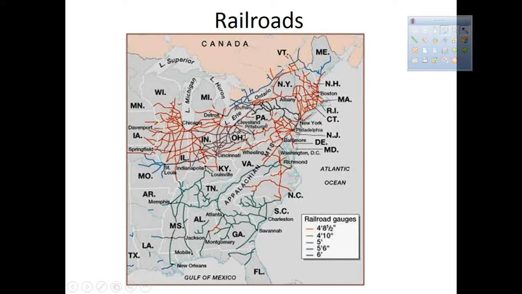Now, the North was more unified with their railroad gauges. You can see a little bit of red is all that one. There's some that are different. The South, however, you can't see it, but their railroad system wasn't nearly as advanced. So, the railroads would be real important in the battle.